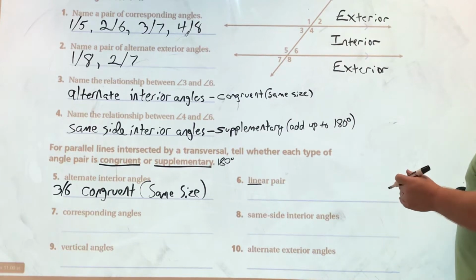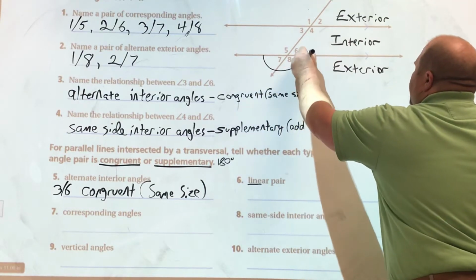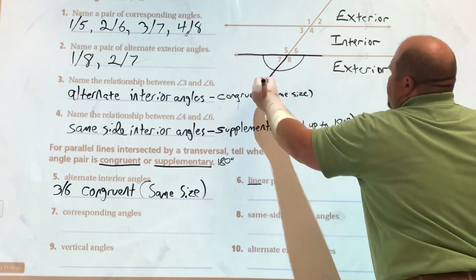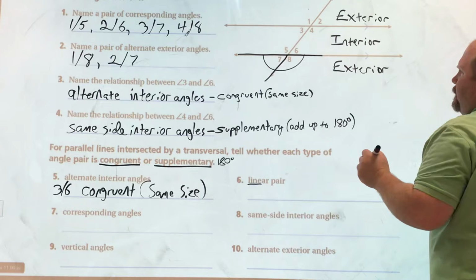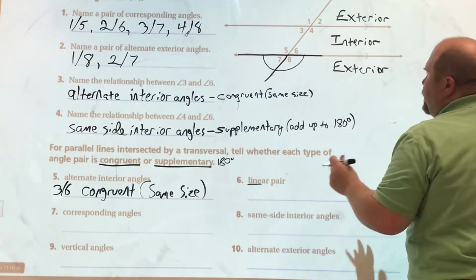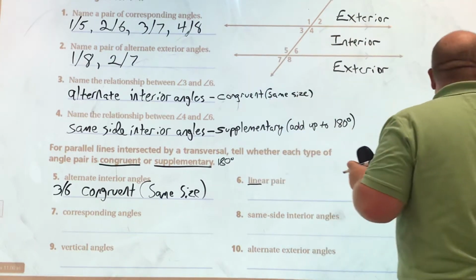So let's look at some examples. We could look at angles 7 and 8. That is a linear pair. Notice how when you put 7 and 8 together, they form a straight line across the top. Okay, they share a side, so that's a linear pair. Let's look at another example. There's many examples up here.